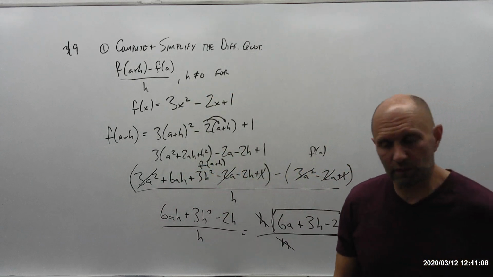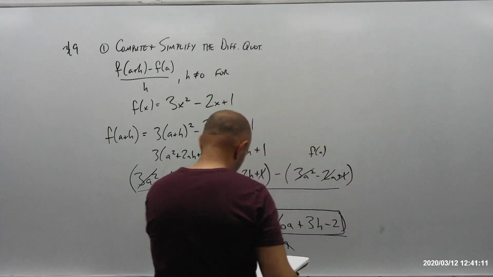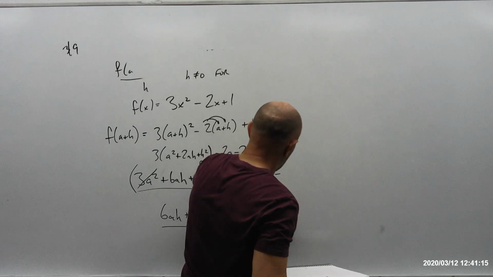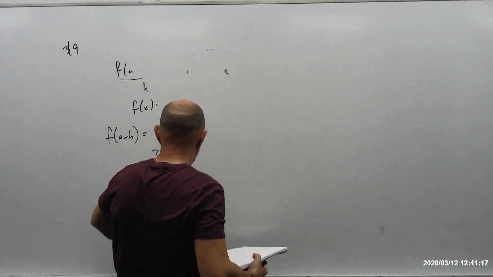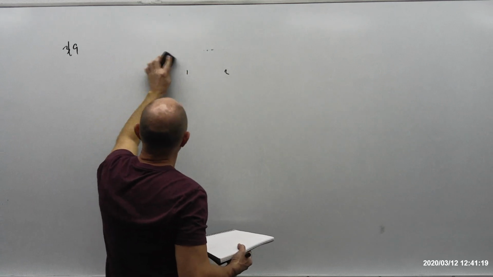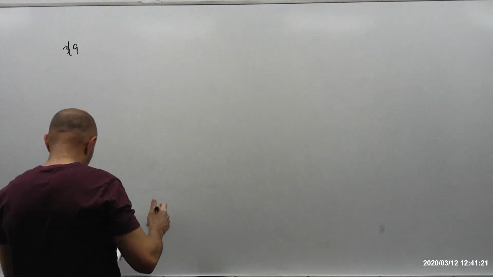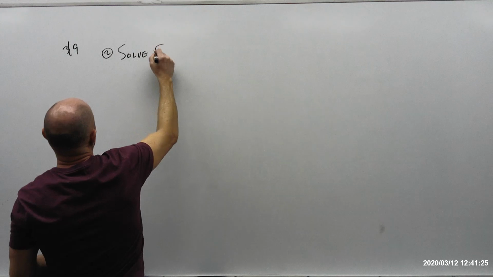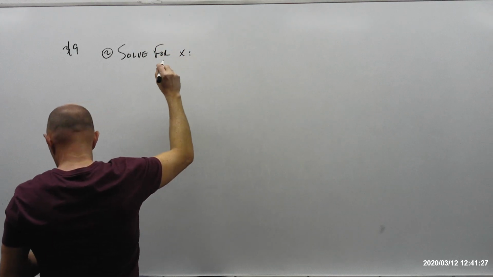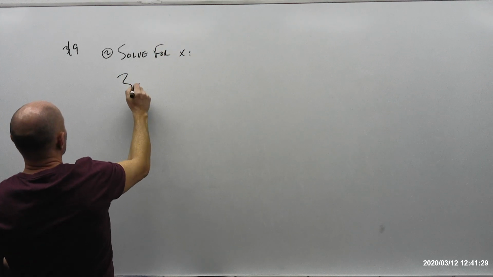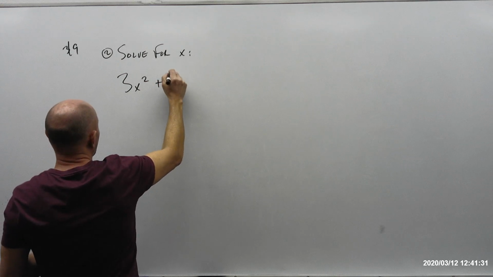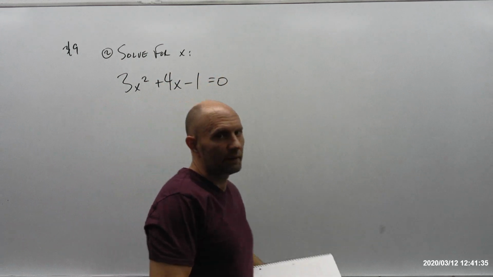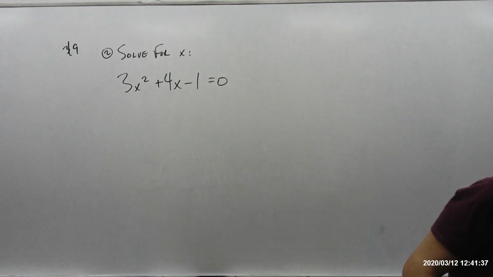Number 2 from this date. So number 2 is a little bit of review, kind of a refresher so that you keep this fresh in your memory. It's solve for x. And we have 3x squared plus 4x minus 1 is 0. This one does not factor.